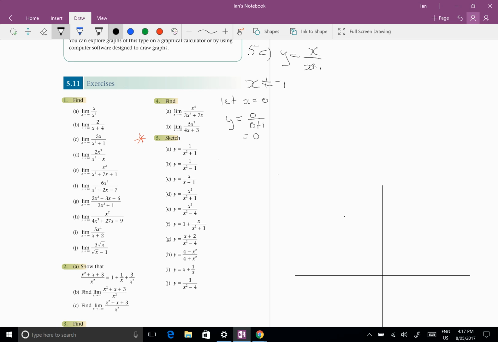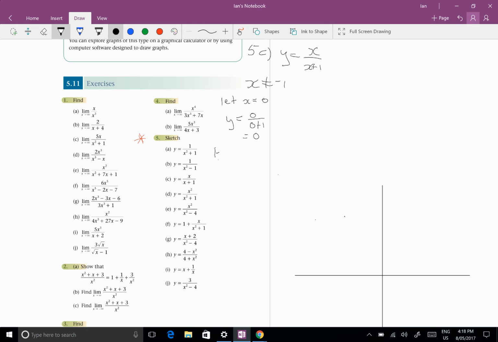I can try and find out whether it's even or odd, but just by looking at it, I know if I put a negative in the top and the negative in the bottom, that's not going to help me out, and it's going to be pretty ugly. So I'm not going to go down that path. Now I am in a bit of a trick here. I could find the horizontal asymptote. So let's try that.